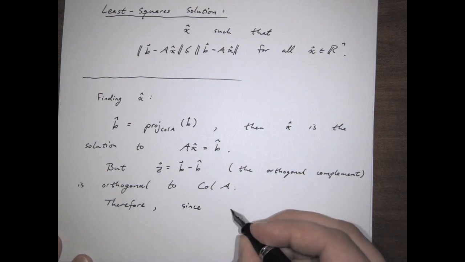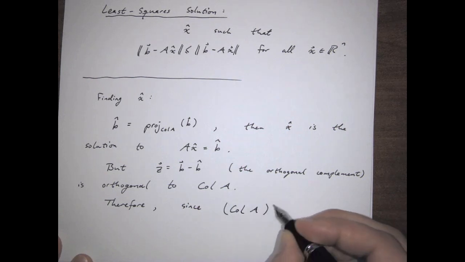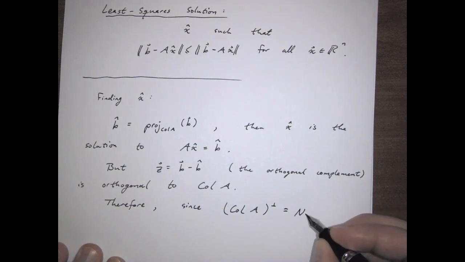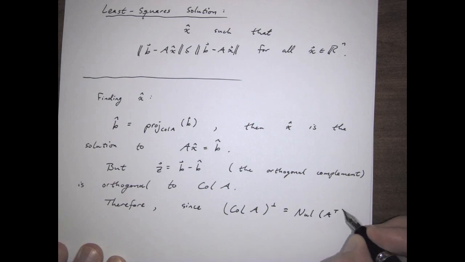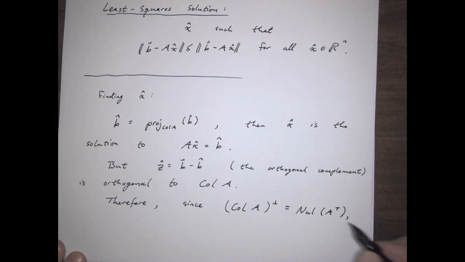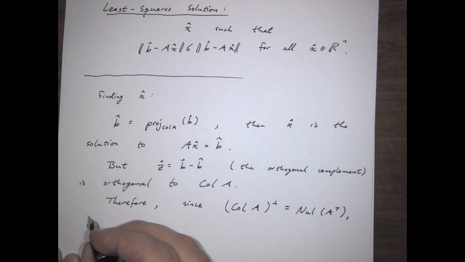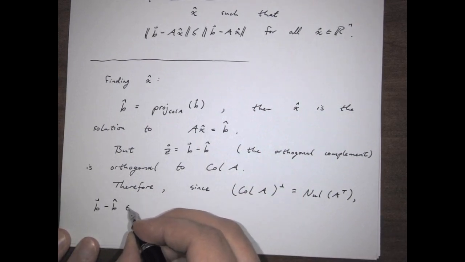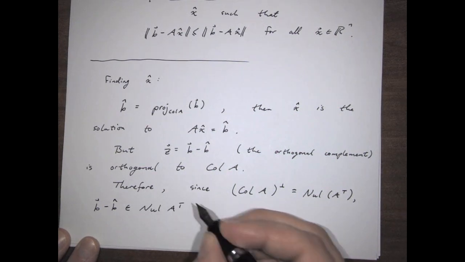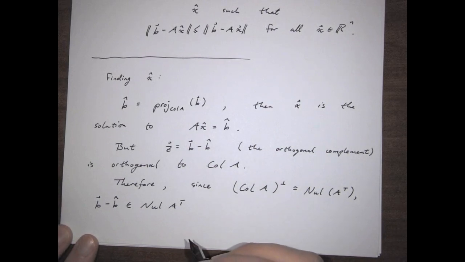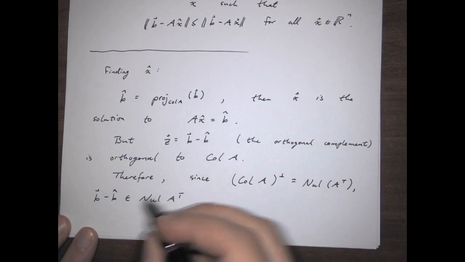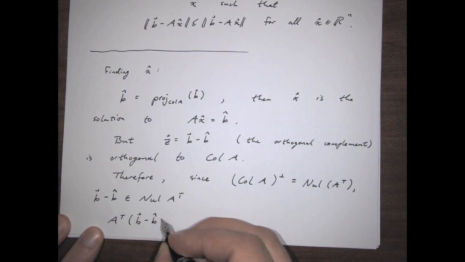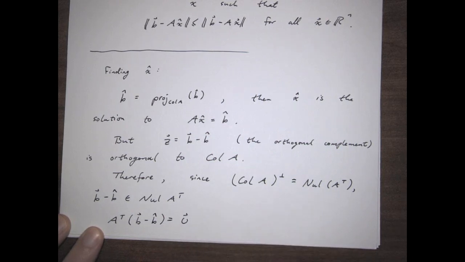Since the column space of A perp, the orthogonal complement of the column space of A, is equal to the null space of A transpose, that means that b minus b hat, the vector b minus the orthogonal projection of b, is in the null space of A transpose, which means that A transpose times b minus b hat is equal to the zero vector.